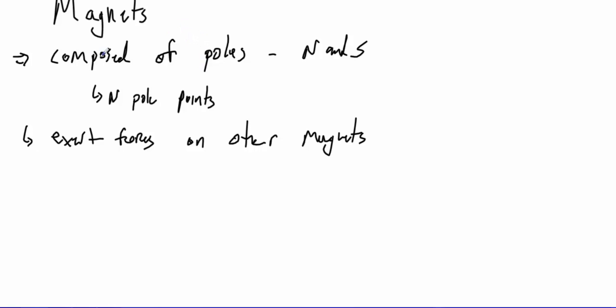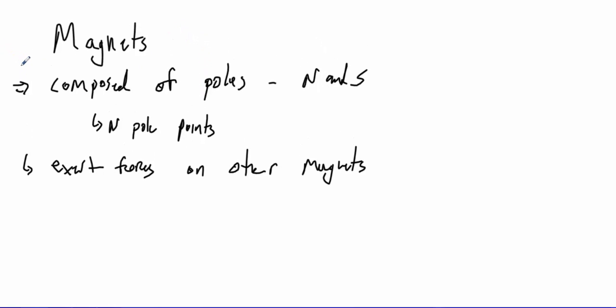In this unit, we'll begin our discussion of magnets, and we're going to discuss the force of a magnet and how it's related to current and electricity. But before we do that, we do need to have a pretty good understanding of what a magnet is. And a magnet is composed of poles. It has a north pole and a south pole.